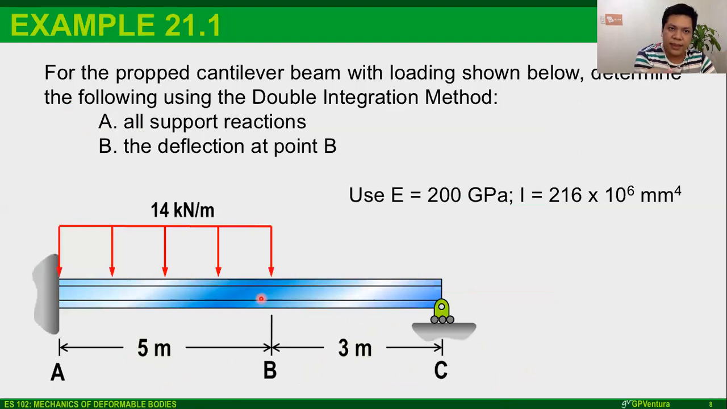Okay? Let's try to look at this example. For the propped cantilever beam with loading as shown, determine using the double integration method all the support reactions and the deflection at point B. Okay? So at this point, kindly make sure that you grab a copy of the figure while I set up. So please get a snapshot of the figure.